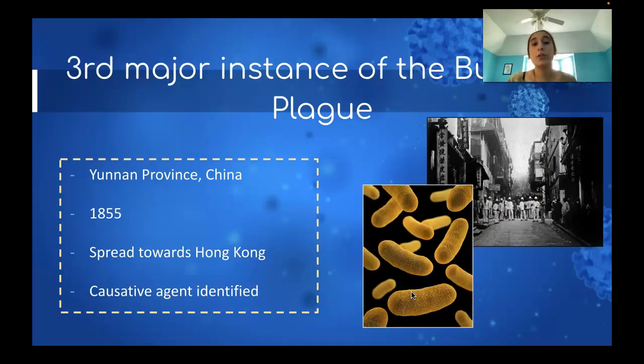So the third major instance of the bubonic plague occurred in Yunnan province, China in 1855. This was when Alexander Yersin identified Yersinia pestis. However, he identifies it in 1885, and this pandemic began in 1855, so it does take a while. And it spread all the way to Hong Kong, and was mostly concentrated in very urban areas in China.